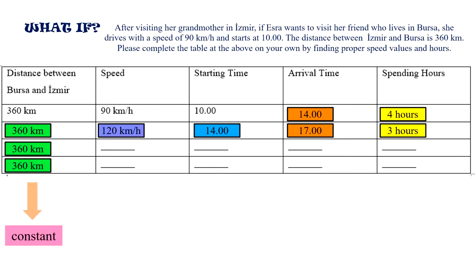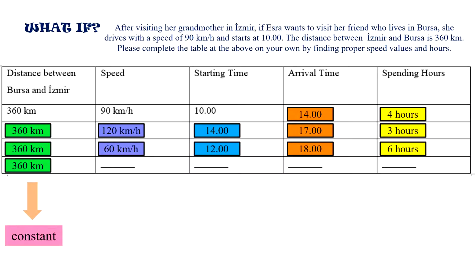For the third line, if we know the starting and arrival time of Esra, which are 12 p.m. and 6 p.m., the spending hours for her travel will be 6 hours. We can find her speed by dividing 360 by 6. Finally, we find her speed, which is 60 km per hour.